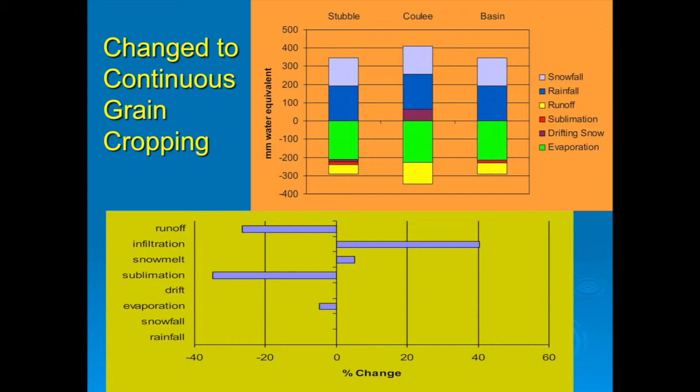So holding the climate the same here, the runoff has dropped off about 25-30%. The infiltration has increased 40% over time. Snowmelt has increased a bit because we have reduced blowing snow sublimation losses. Those have now decreased 35%. And there's a slightly smaller amount of evaporation in this case, but probably not that important.